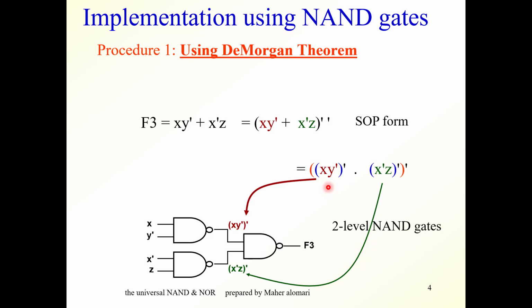Now this part can be implemented using this NAND gate here. We have X, Y bar, and this is the output here, (X, Y bar) complemented, which is equal to this. And this part can be implemented using this NAND gate here. Okay, and the AND between them, we have this NAND here because of this inverter at the output. Now you notice that we have two levels of NAND gates. This is the first level, and this here is the second level.